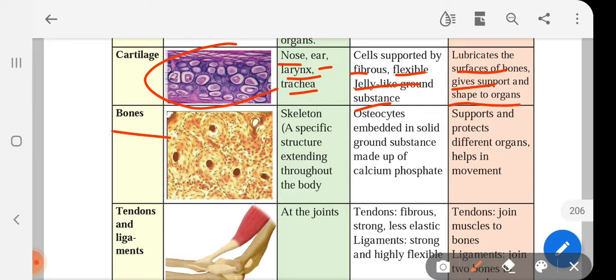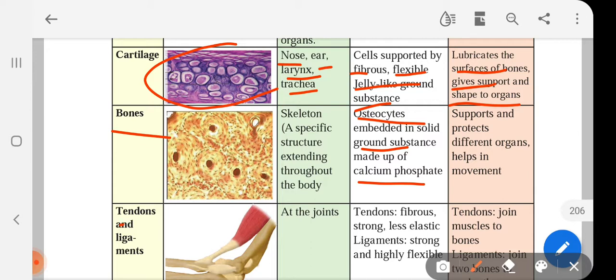Bones. These are the skeleton, a specific structure extending throughout the body. The osteocytes are embedded in a solid ground substance made up of calcium phosphate, and they support and protect different organs and help in movement. These are the functions of bones. So bone is also a very important part. It's the structural framework of our body.